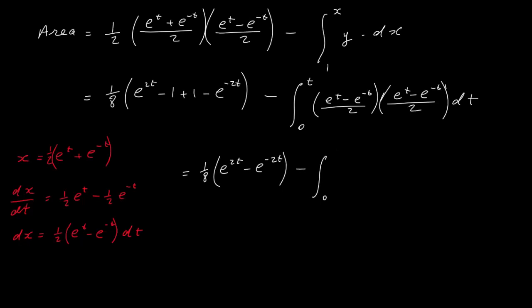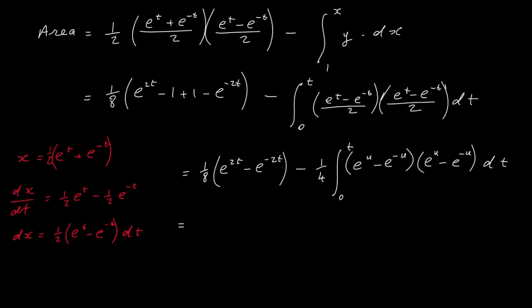I'm going to take out, actually what I'll do is I'll take those halves out, so it'll be a quarter, I'll take that outside the integral here. And then we've got 0 to t, e to the power, let's say u, minus e to the power minus u, times e to the power of u minus e to the power of minus u, and that's with respect to t. Now let's just finish this off.